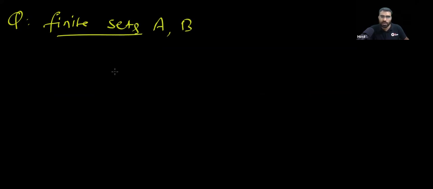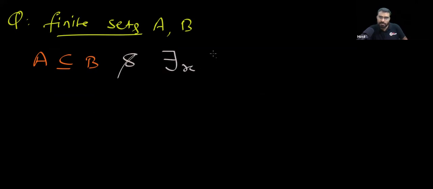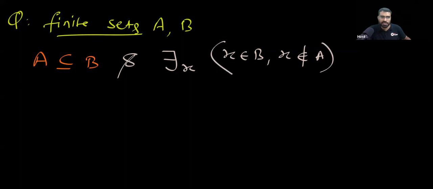You tell me a simple point. This is my question. Let's assume you have two finite sets A and B. Now let's assume that A is a subset of B, and there exists an element x which belongs to B but does not belong to A. In this situation, what can you say about their cardinality?